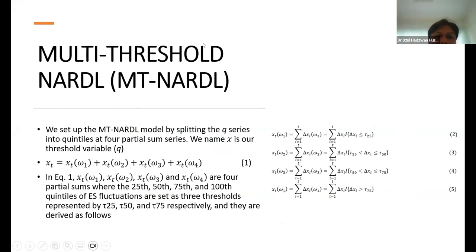All right, so multi-threshold. Now the next one is multi-threshold NARDL. I use this multi-threshold NARDL in my upcoming paper. I have used it for three manuscripts. This can only be done with time series analysis. These are the models.